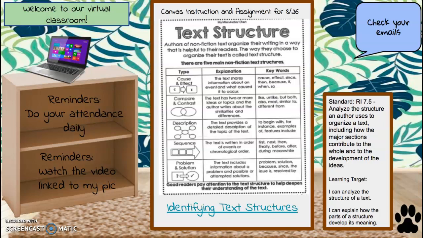And the last one is problem solution. Okay, that's probably going to be the simplest one because you have a problem and you come up with a solution. The text includes information about a problem and possible attempted solutions. Okay, keywords: problem, solution, the cause, since, the issue is, resolved by. Good readers pay attention to the text structure to help deepen their understanding of the text.